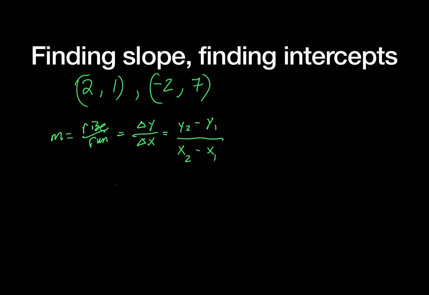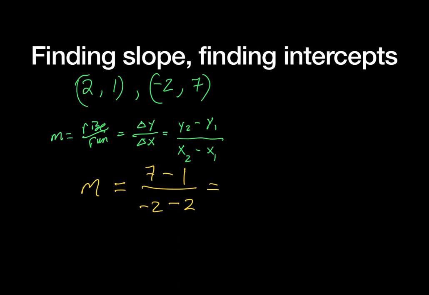So to do this, my slope equals y2, which is 7, minus y1, that's the y component of the first point, so that's 1, divided by x2, the x component of my second point, so that's negative 2, minus, and then the x1 is that number there, and that's 2.